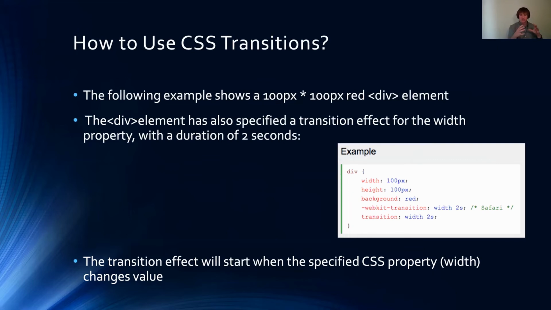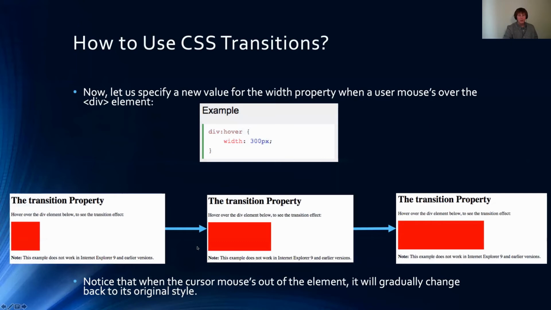So the transition will start, let's say, at 100 pixels, and it's going to change to some width over 2 seconds. The transition effect will start when the specified CSS property, the width in this example, changes value. So how do I do that? Well, the most common one is a hover. So let's use a new value for the width property when the user mouses over the div element. If they hover over the div, I'm going to change the width to 300 pixels.